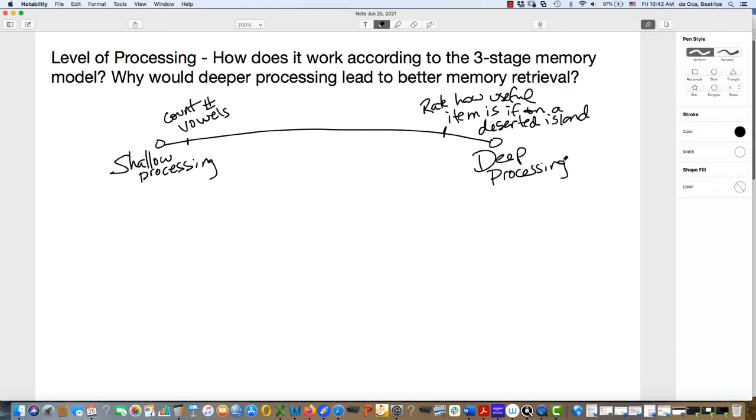So let's take a look at how level of processing works according to the three-stage memory model. And we're going to answer the question, why would deeper processing lead to better memory retrieval using the three-stage memory model? So here we have our level of processing model. Shallow processing shown here on the left, deep processing shown here on the right, and of course it's a continuum.